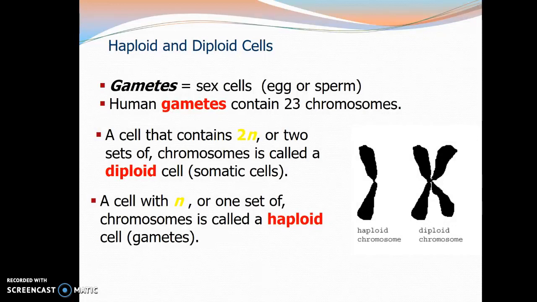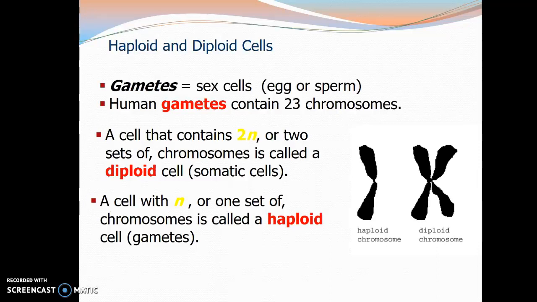All right, so we have different types of cells. You have haploid and diploid cells, and gametes are sex cells, so they can be egg or sperm, and gametes contain 23 chromosomes.